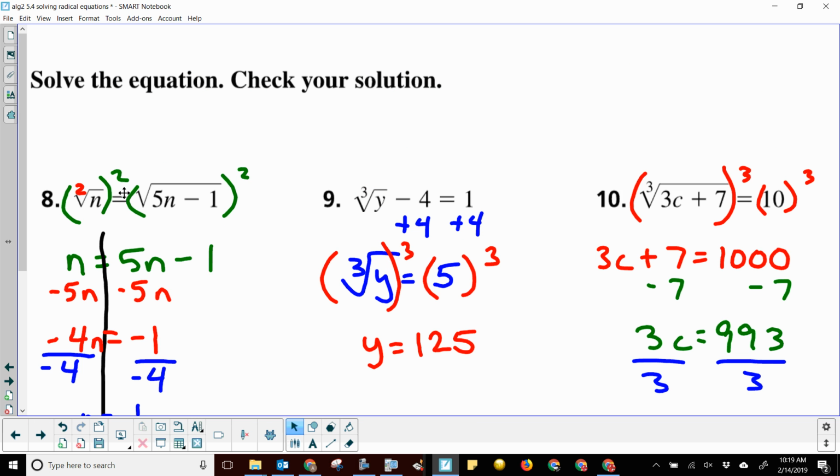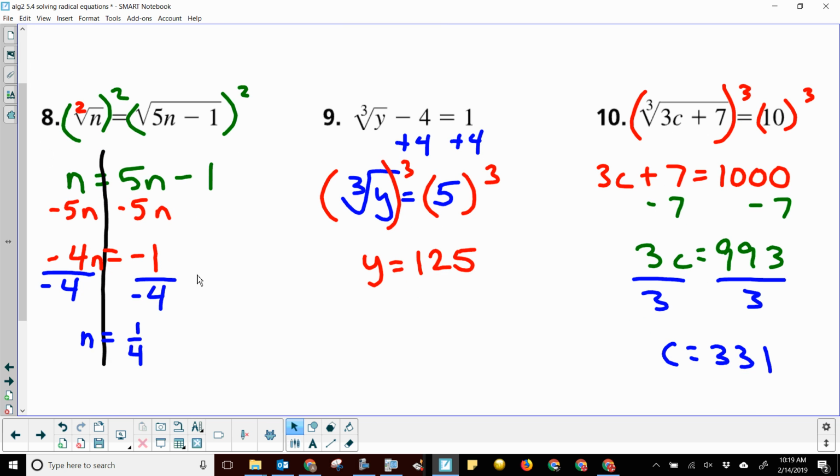Here's some more where I can square both sides. On this one, I add the 4, and then I don't get to square both sides because I've got to get rid of the cube root, so I cube both sides. Same thing here. I cube both sides to get rid of the cube root, and that just goes in the calculator. Subtract and then divide, and c is a big number, but not a big deal.